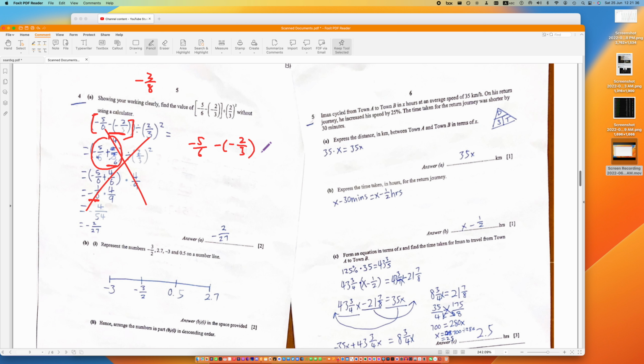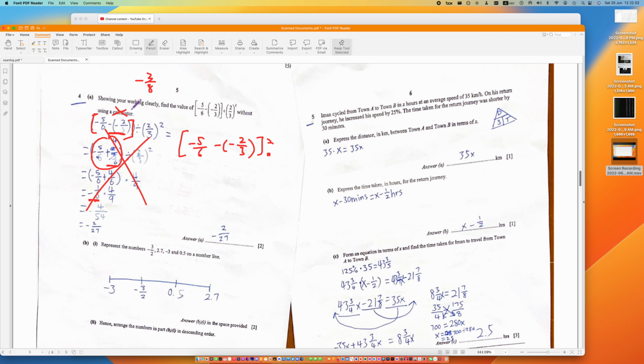You must show every single step, by the way, without using a calculator. So in a way, when they say without using a calculator, that means every single step must be shown. If you don't show all steps, they will assume that you use a calculator. Then you will not get 2 marks. Okay, so that is how they judge whether you use a calculator or not.